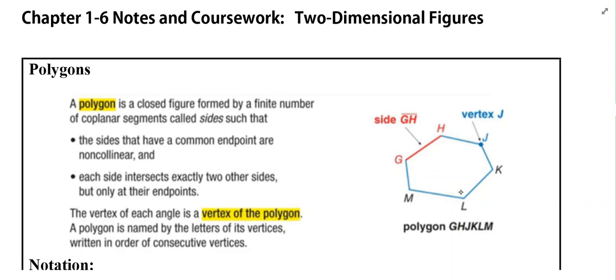Our notation for the polygons is this here. We just start with one point. We started with G, and then we went around clockwise. So we call this polygon GHJKLM.